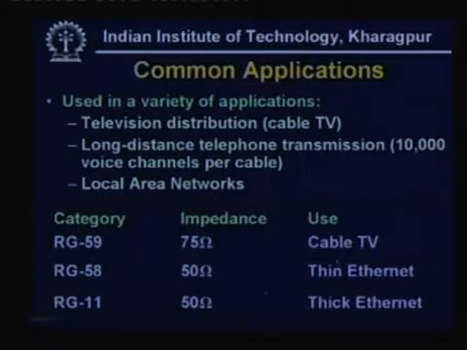and that is used in thin Ethernet, which gives a data rate of 10 megabits per second. RG11, with characteristic impedance 50 ohms, is used in thick Ethernet. So RG59, RG58 and RG11, these are the three popular coaxial cables commonly used in three different applications. Later on, when we discuss local area networks, particularly Ethernet, we shall discuss thin Ethernet and thick Ethernet and the use of two different types of coaxial cable in Ethernet technology.